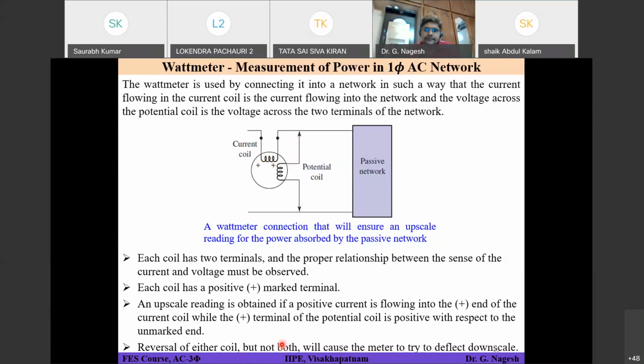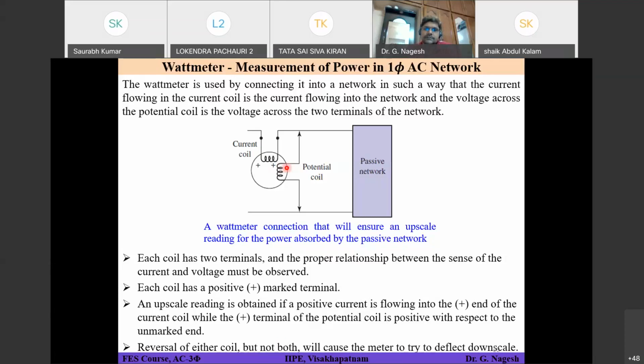Let's say you have a current coil and you have a potential coil. Initially, when no supply was given, your needle is at 0. That means the wattmeter reading is 0. Now, I should create a force proportional to the power consumption such that the needle will move in, let's say, the clockwise direction, and it will show you some deflection. But if you are not connecting properly, the force will be created in the anti-clockwise direction, and it is already at 0, and there is no space for your needle to move anti-clockwise because the lowest position is 0 itself.